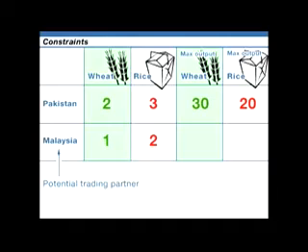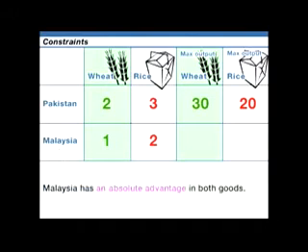Likewise, it takes 2 workers to produce 1 bushel of rice in Malaysia. Therefore, we say that Malaysia also has an absolute advantage in the production of rice. It only takes 2 workers to produce a bushel of rice in Malaysia. It takes 3 workers to produce a bushel of rice in Pakistan. Because Malaysia can do more with less, we say that Malaysia has an absolute advantage.